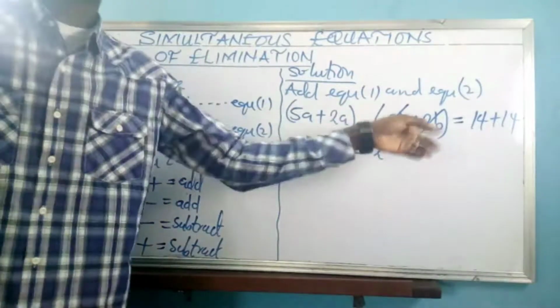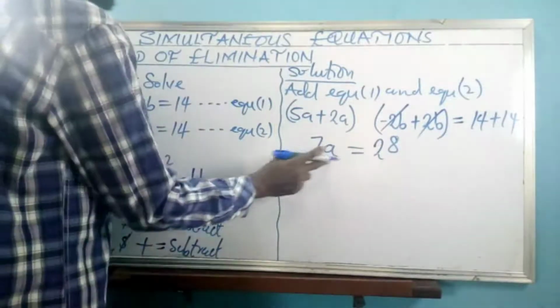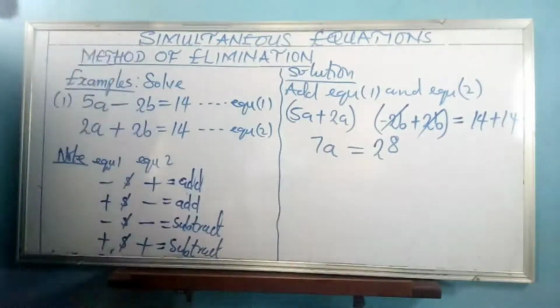We want to cancel the one that has the same coefficients and the same unknown letter, so we are left with only one. Then we can solve that one, then we now use it to solve the other one.